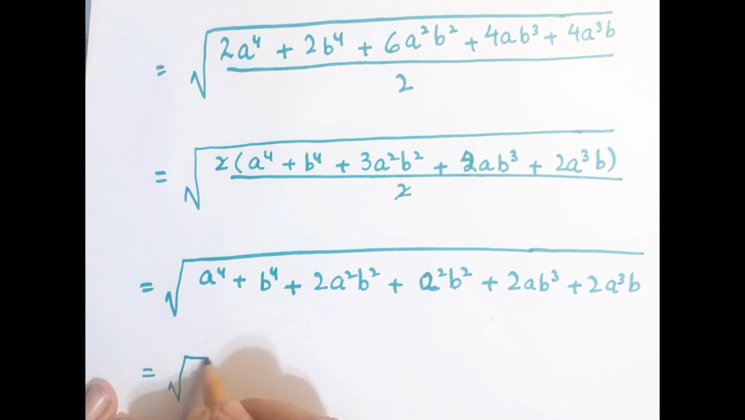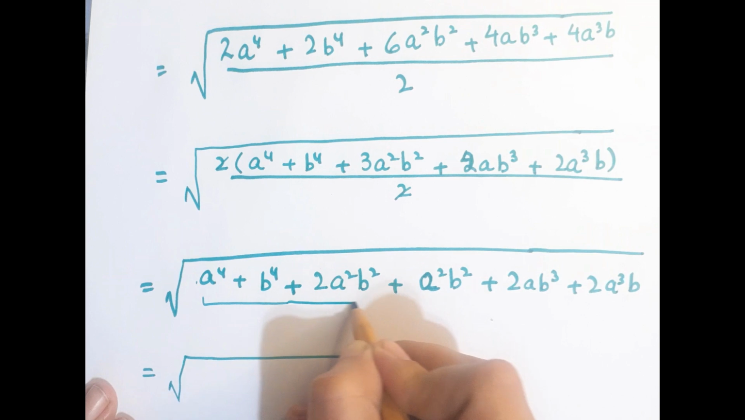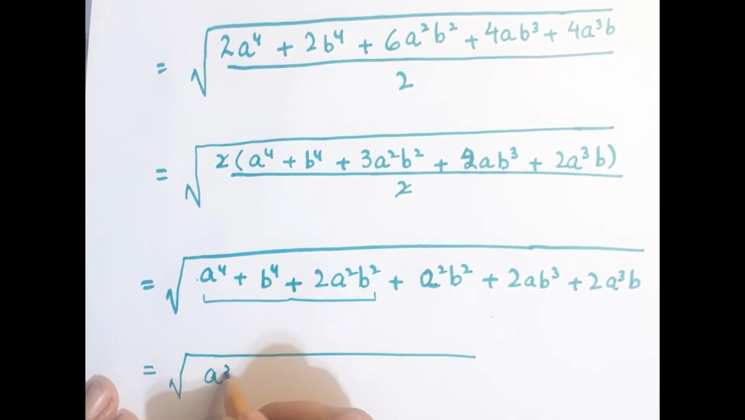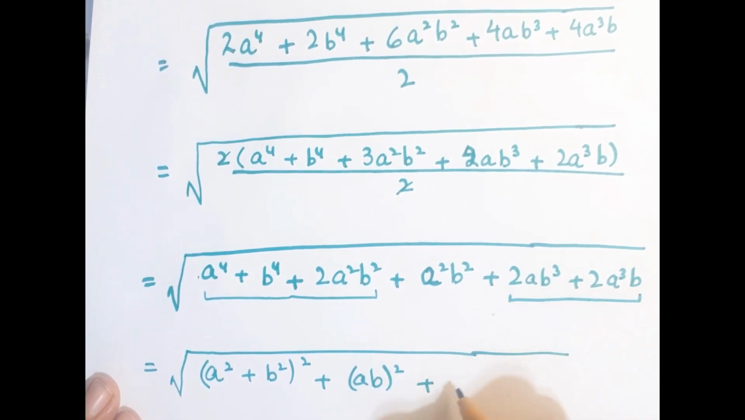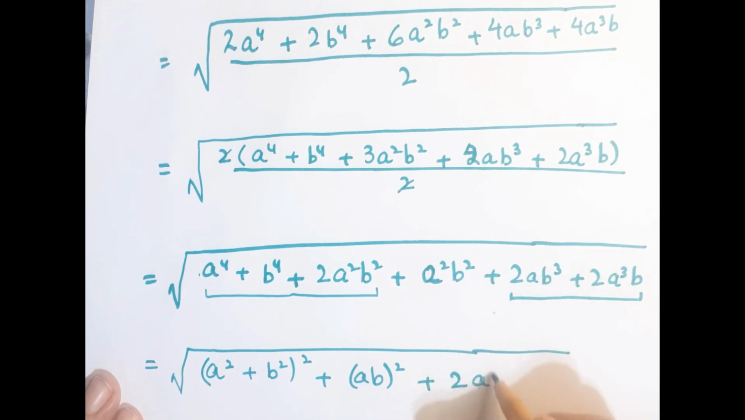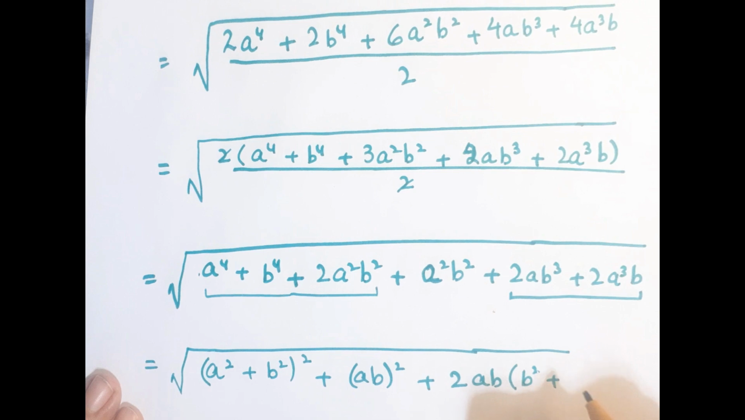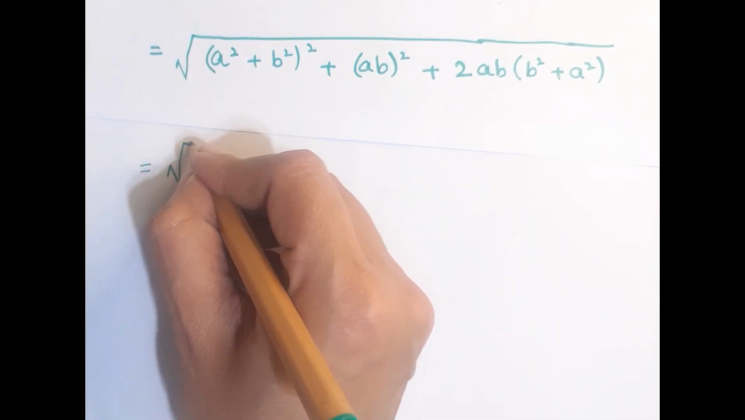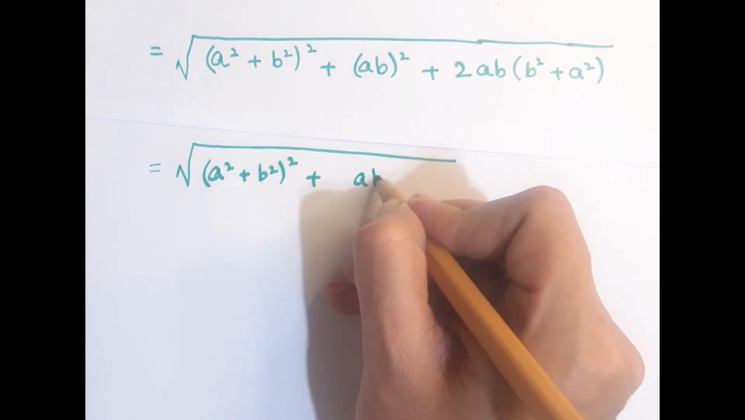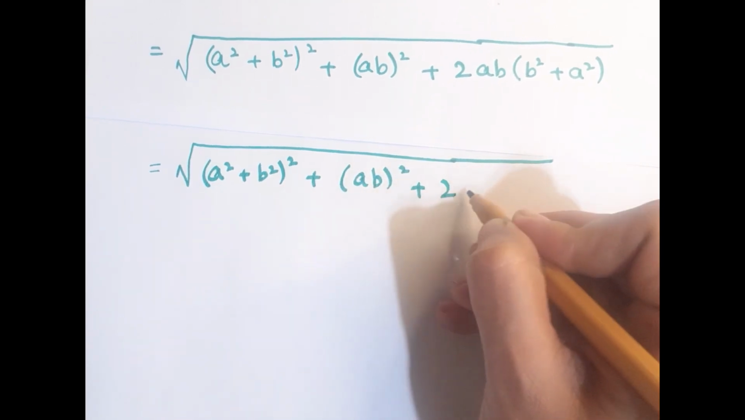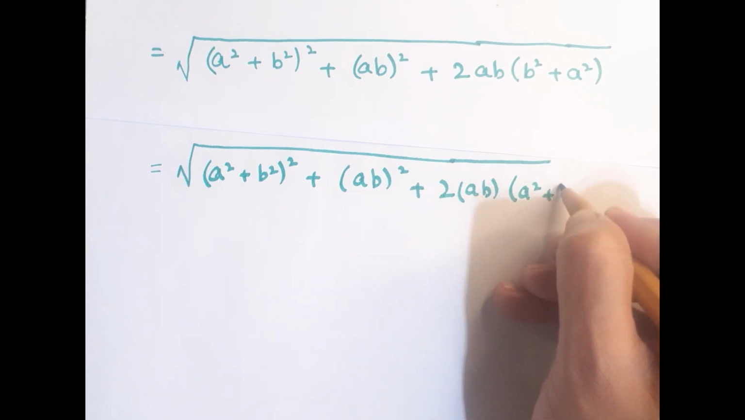Now you just notice that this is an algebraic identity. So in place of this, we can write (A^2 + B^2) whole square plus, now this A^2B^2 can be written as (AB) square plus, just take out in these two terms, taking out 2 common as well as 2AB. So we have B^2 + A^2 inside the bracket. Further, you can write this as (A^2 + B^2) whole square plus (AB) square plus 2 into AB into (A^2 + B^2).